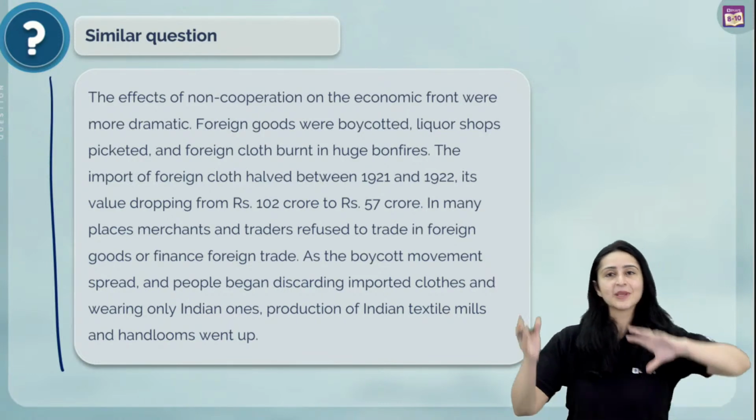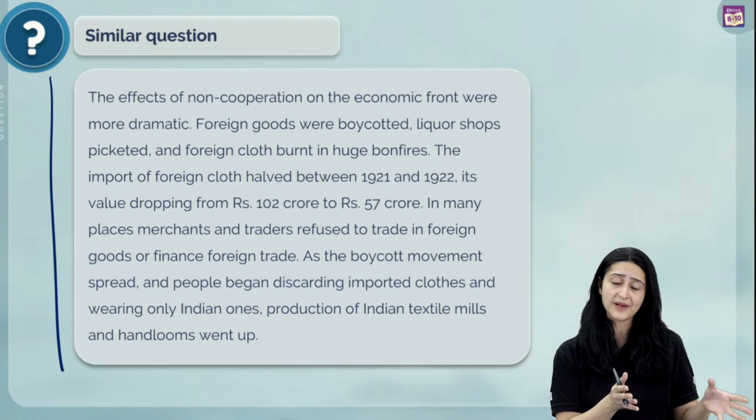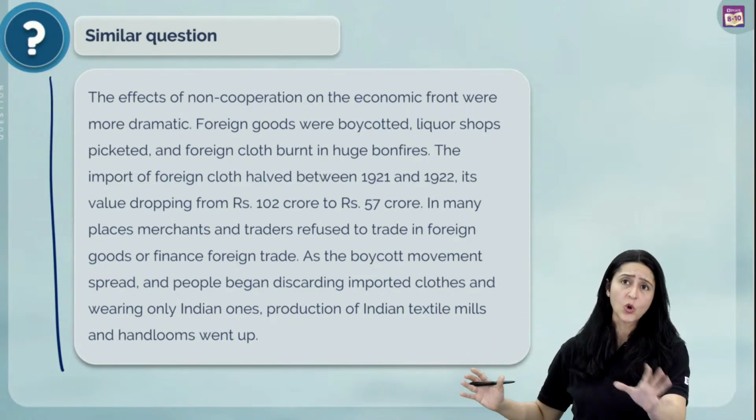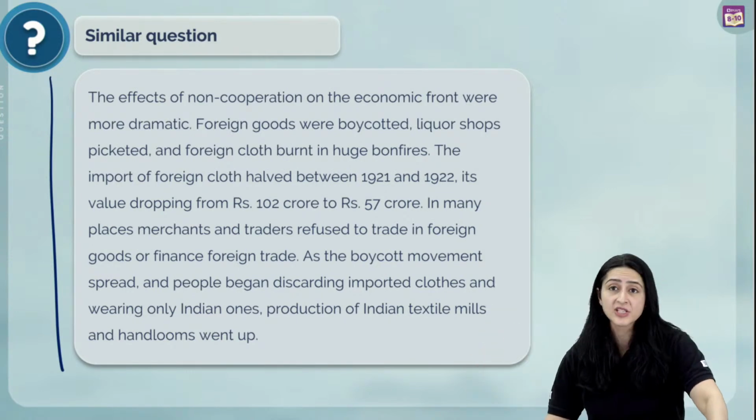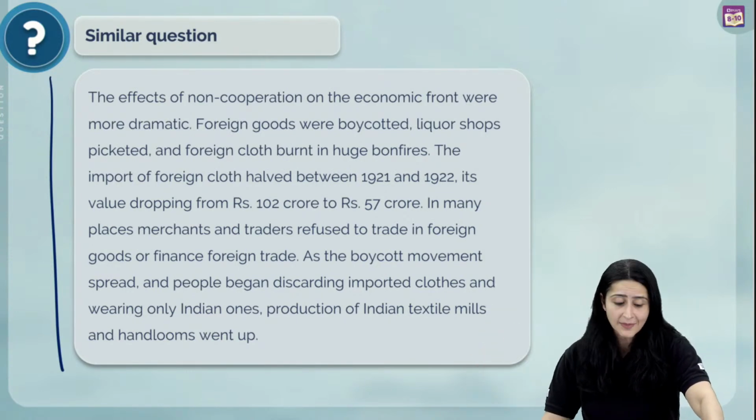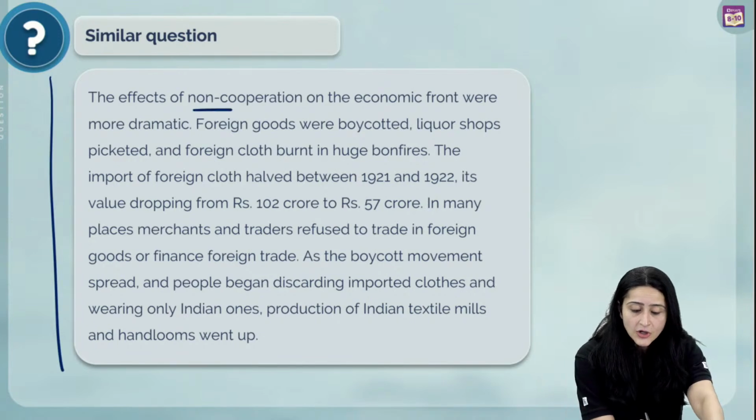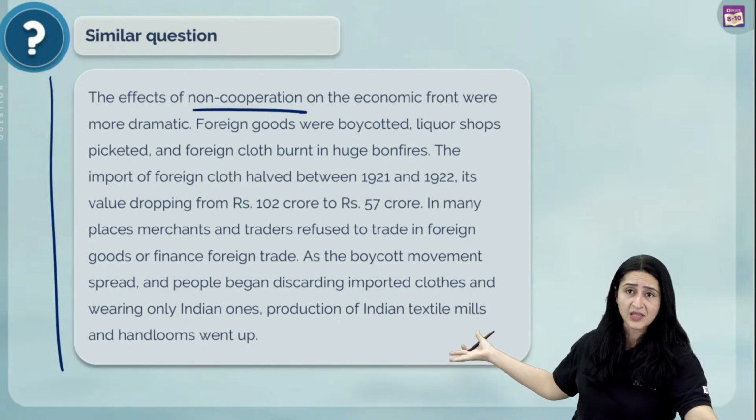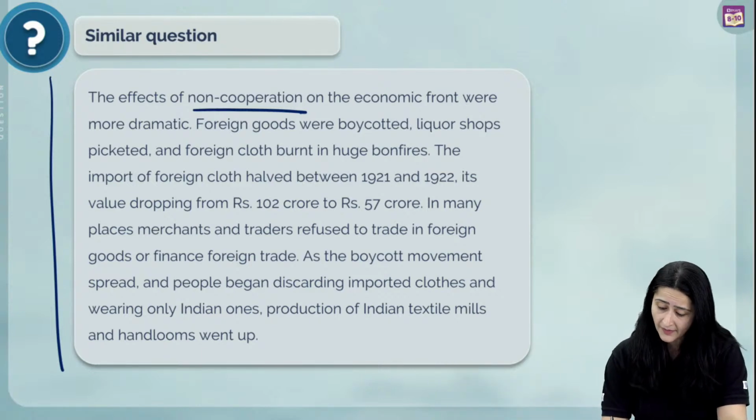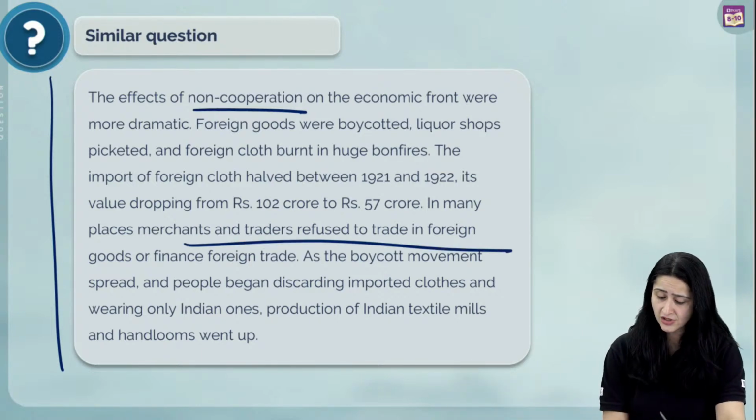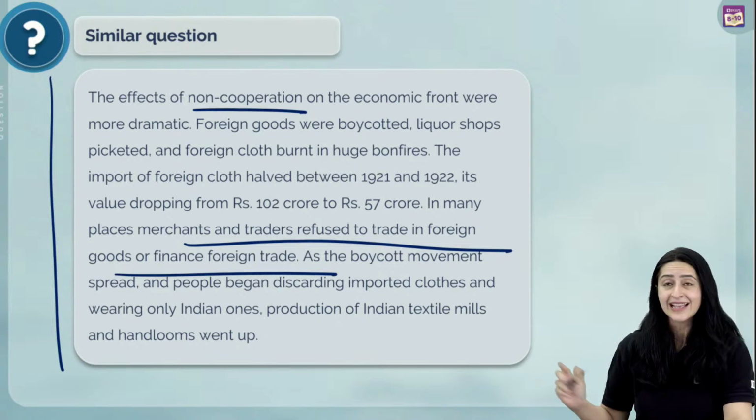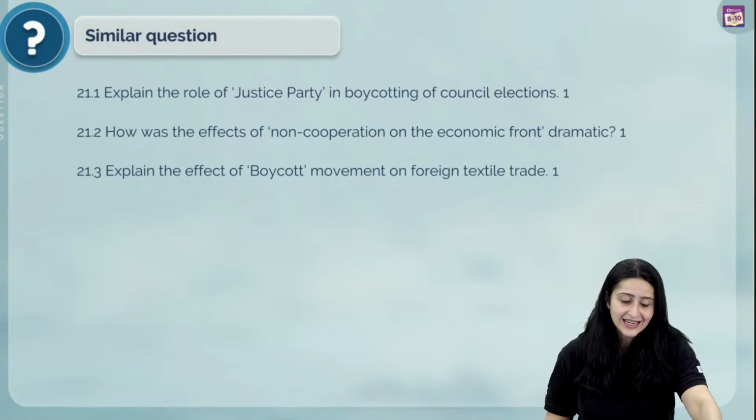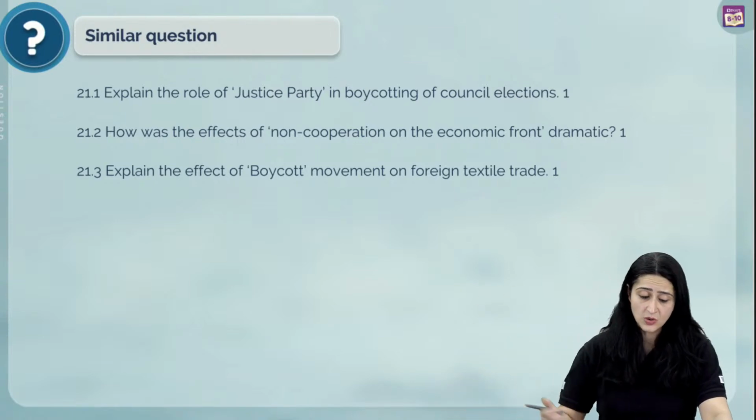The format is that I'm giving you the ones that have already been given by the CBSE, and the ones that could come as similar questions. This similar question over here is on what concept? It's on the concept of non-cooperation. If you take a look at the passage, it's actually talking about merchants and traders refusing to trade in foreign goods, foreign trade. This is again the movement in the towns. We have discussed this in detail. You could get similar questions to ask.